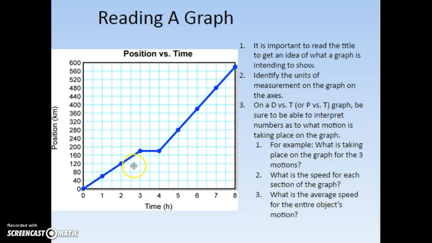So what is the speed for each section of the graph? This one traveled 180 kilometers in 3 hours, so it traveled 60 kilometers per hour. This one was stopped. It was traveling 0 kilometers per hour. And the last one traveled 400 kilometers in 4 hours for a speed, in this case a rate of motion, of 100 kilometers per hour. And what is the average speed for the entire object's motion? Here I can look at the total distance traveled. You'll see it traveled 580 kilometers. I can divide that by 8 hours, and I would see that it traveled at an average speed of 72.5 kilometers per hour.